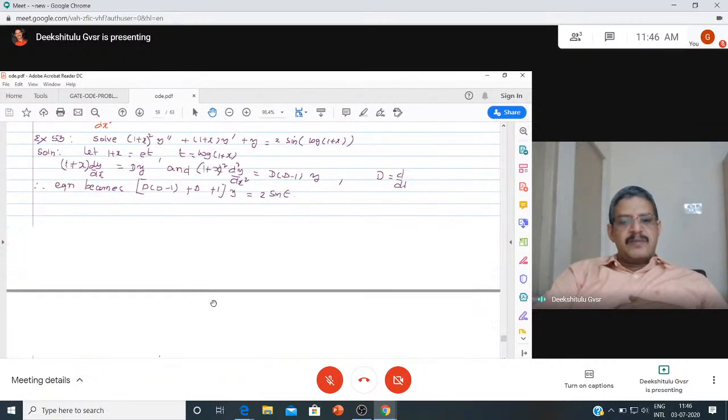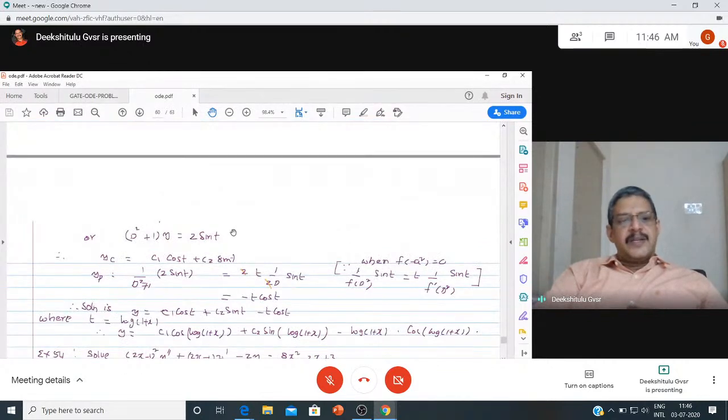So (D square plus 1) operates on y is equal to 2 sin t. So for the complementary function, m square plus 1 is equal to 0 is the auxiliary equation. So m is equal to plus or minus i are the roots. So your complementary function becomes c1 cos t plus c2 sin t. Mind you, the independent variable is t, not x. So yc is c1 cos t plus c2 sin t. So yp is 1 by (D square plus 1) operate on 2 sin t.